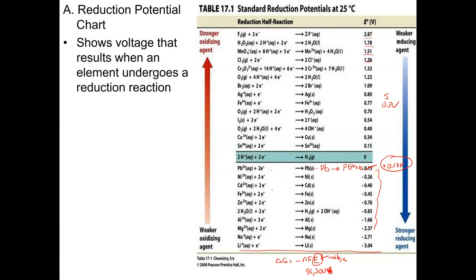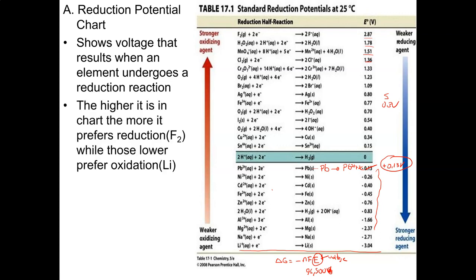All right, so let's go through this. It shows voltages that result when an element undergoes reduction reactions. These are all reduction reactions, so all of them have electrons on the reactant side. That's how you can tell. The higher it is in the chart, the more it prefers reduction. So if they're asking which one of these gets reduced the most, chlorine, no competition, none whatsoever.